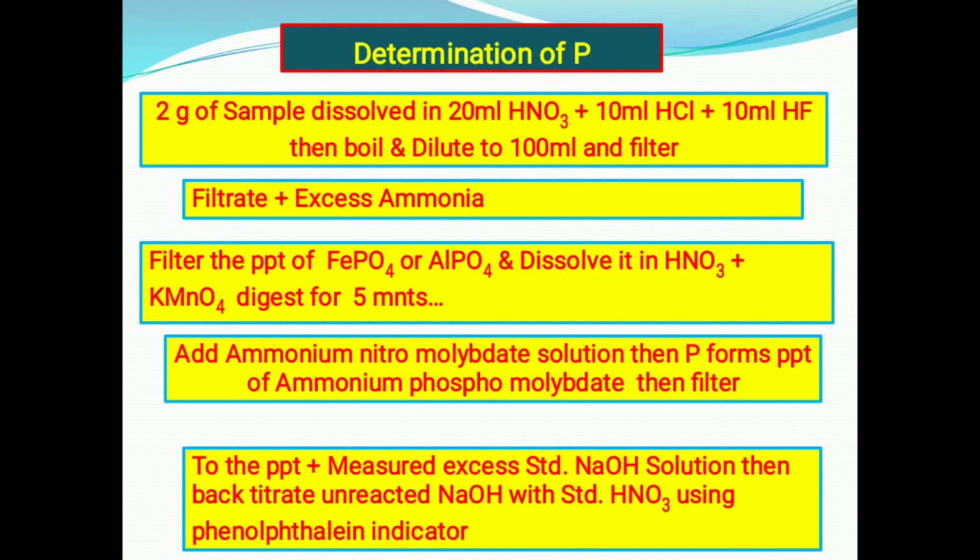Why? Because if any silica is there, it will be separated out. Then take the filtrate, because phosphorus is present in the filtrate. Add excess amount of ammonia. Then filter the precipitate. If iron is there, it will be converted into ferric phosphate, and if aluminum is there, it will be converted into aluminum phosphate.